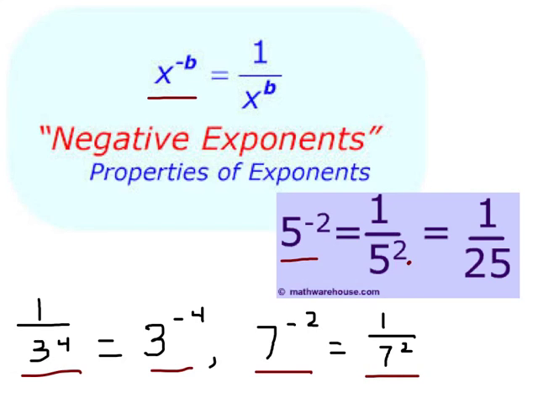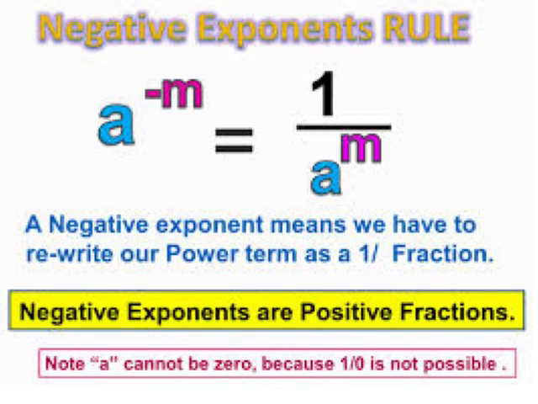Go to the next page. So here's your negative exponents rule. A to the negative m equals 1 over a to the m. A negative exponent means we have to rewrite our power term as a 1 over fraction. Negative exponents are positive fractions. And note, this is important, a here cannot be 0 because it is impossible to have 1 over 0. That's not possible. Alright, go to the next page and let's talk about zero exponents.